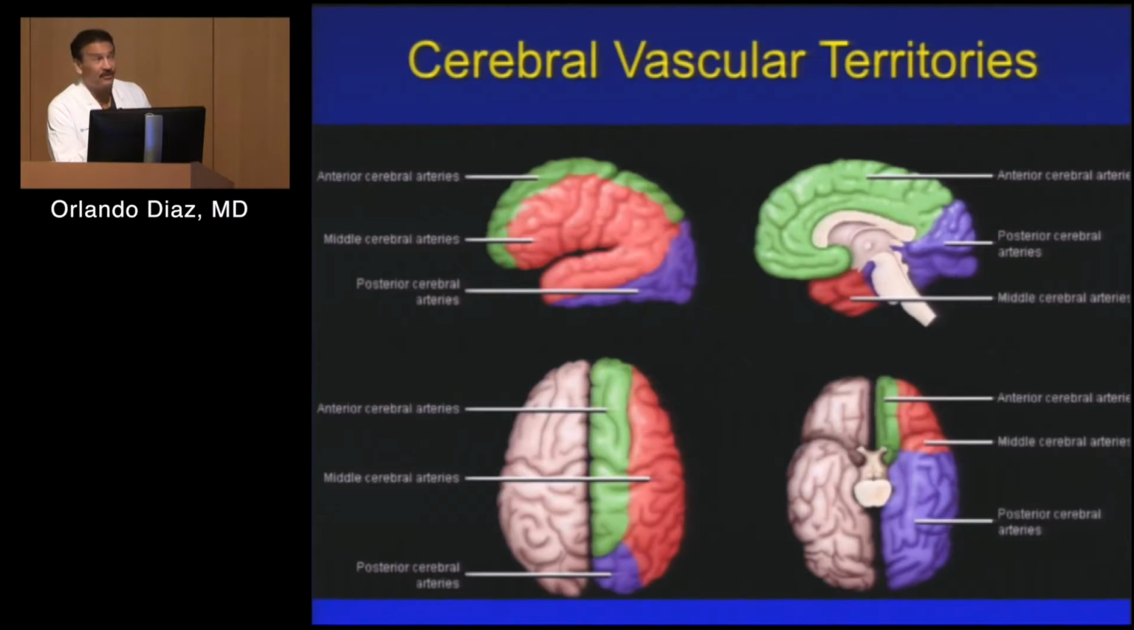Also, we know the territories. The pink is the MCA. Look at that, it's a huge territory. So if we have an occlusion of the MCA, we can have a huge stroke. The patient is not gonna be the same after that. Green, we have the anterior cerebral, and in purple, we have the posterior cerebral. Okay, we are not including here the brainstem. So we know exactly the territory. We know what is going to happen to the patient if we don't open that artery on time.